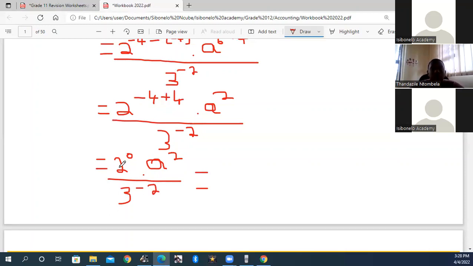So it means here we're going to end up with 2 exponent 0, that is 1, times a squared. So 1 times a squared is a squared, but we see there is no need to show the 1. So we can remove the 1 and be left with a squared, because it has no effect. So we end up with a squared over 3 exponent negative 2. You can end your sum here or continue.